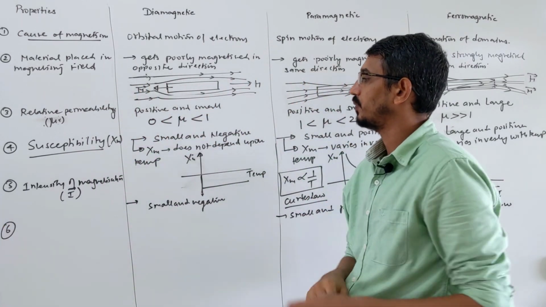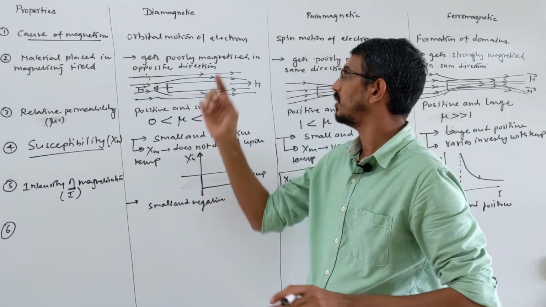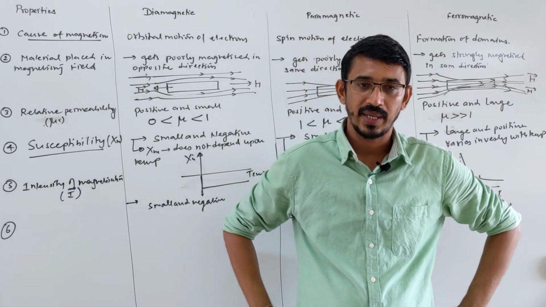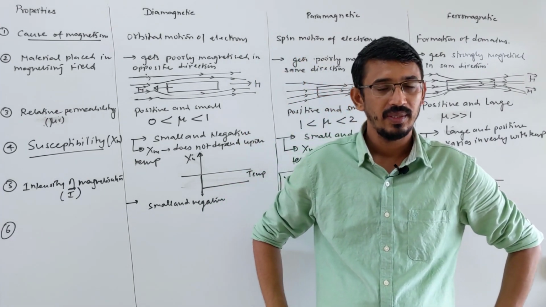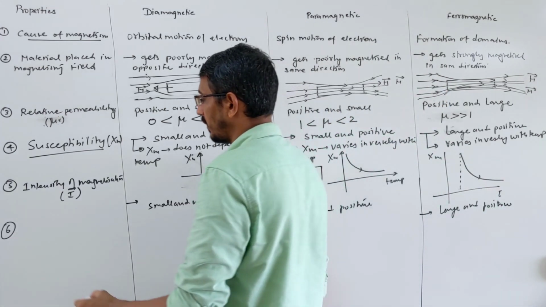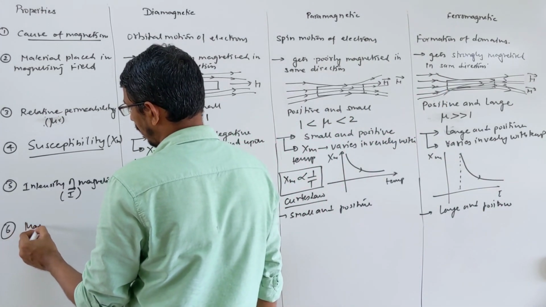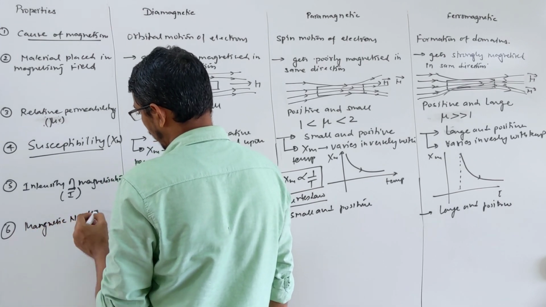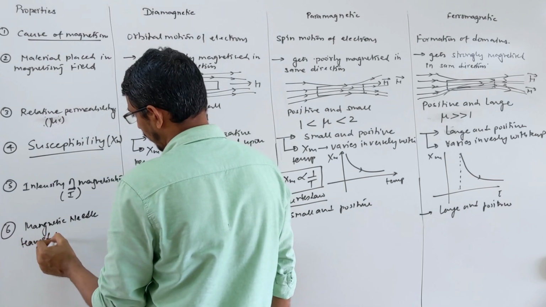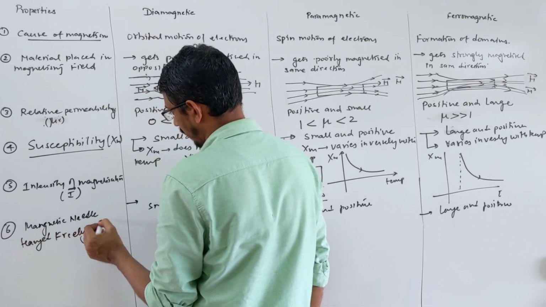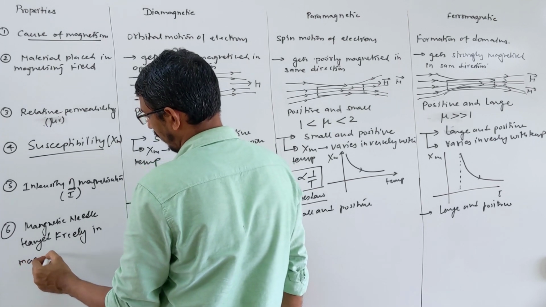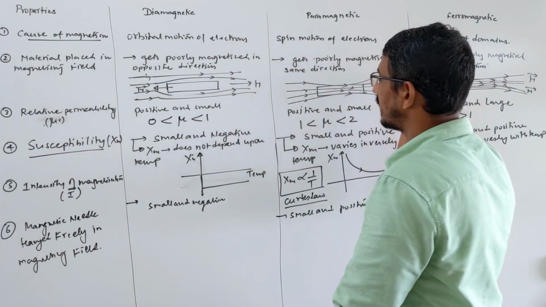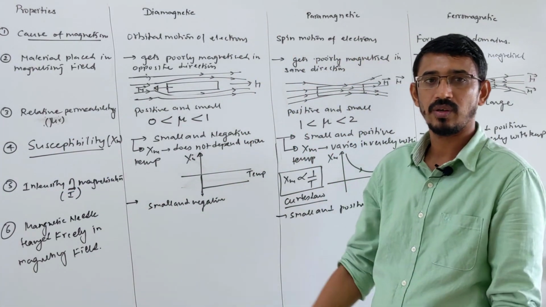Suppose you have a needle made up of these three materials: dia, para and ferro. You hang it freely inside an external magnetic field, then how do they align? So I'm writing a point here: a magnetic needle hangs freely in a magnetizing field. You hang a needle made up of these three materials inside a uniform external or magnetizing field, then how will they behave?